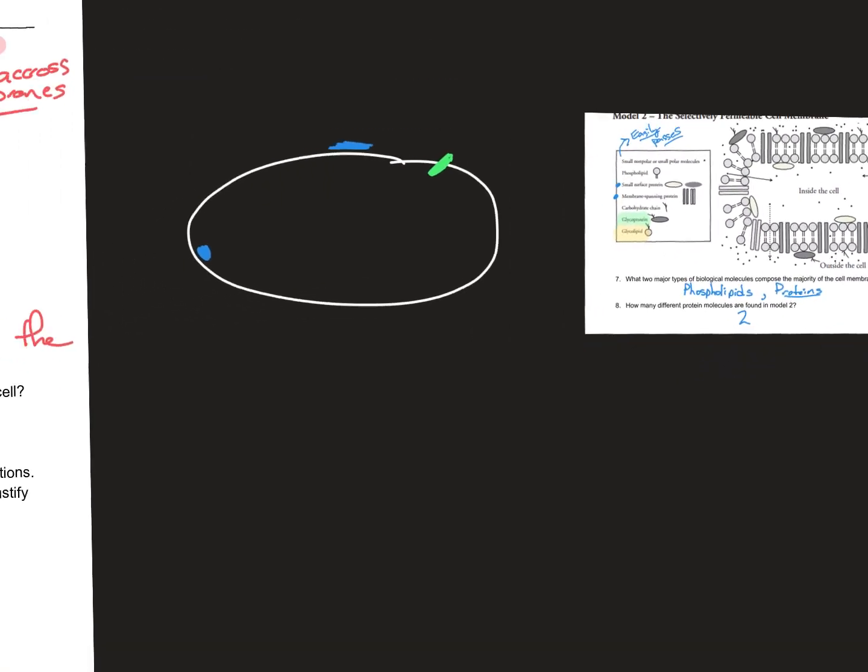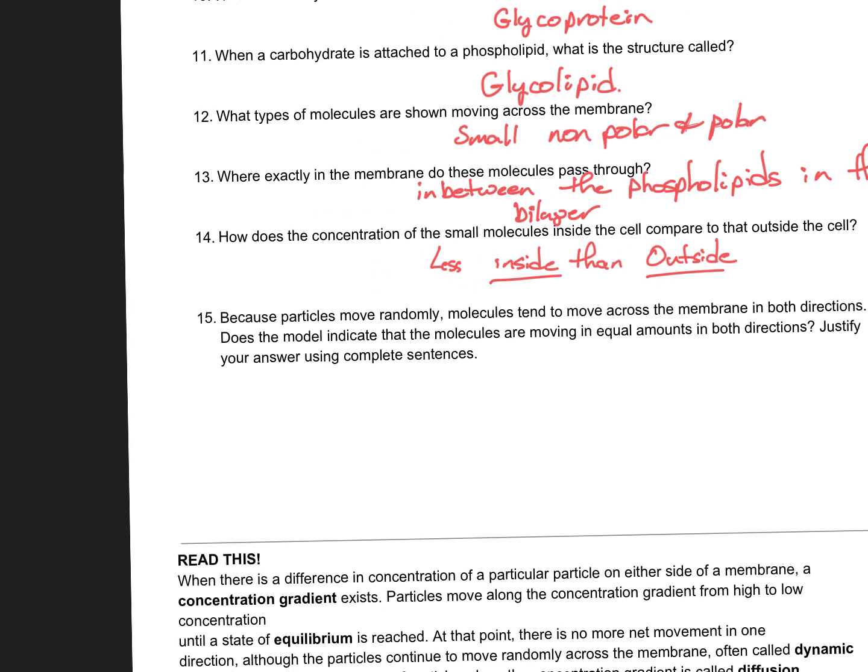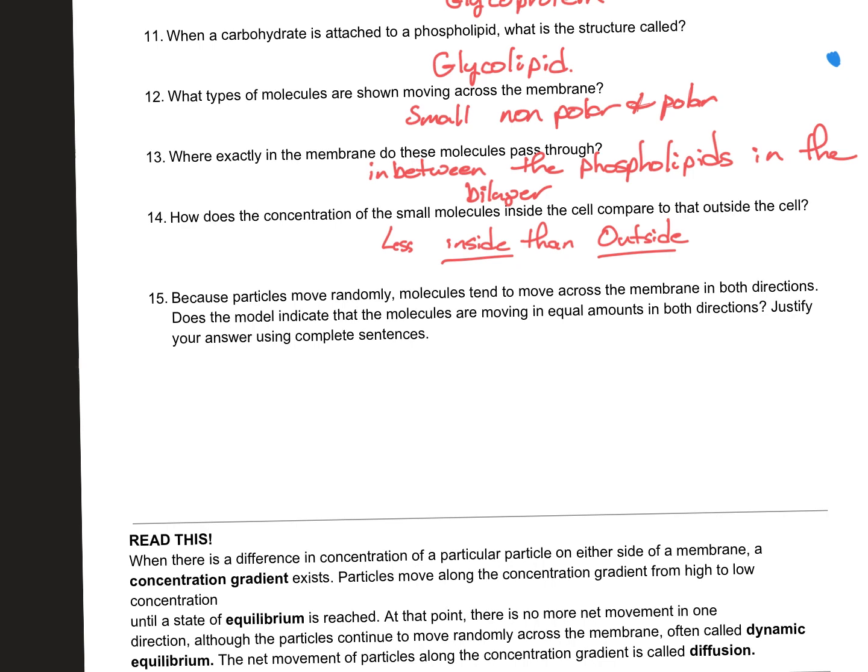There's less inside than outside. So that's the answer; anything like this would be right. Less inside than outside means outside would be high, and inside would be low. Outside is high, inside is low. That's it.